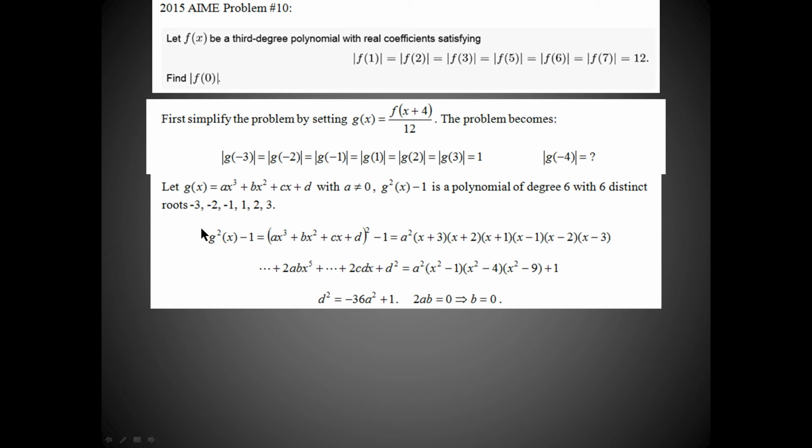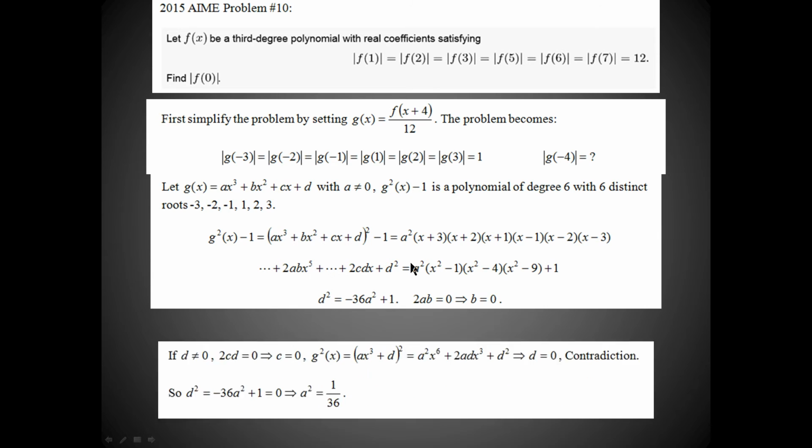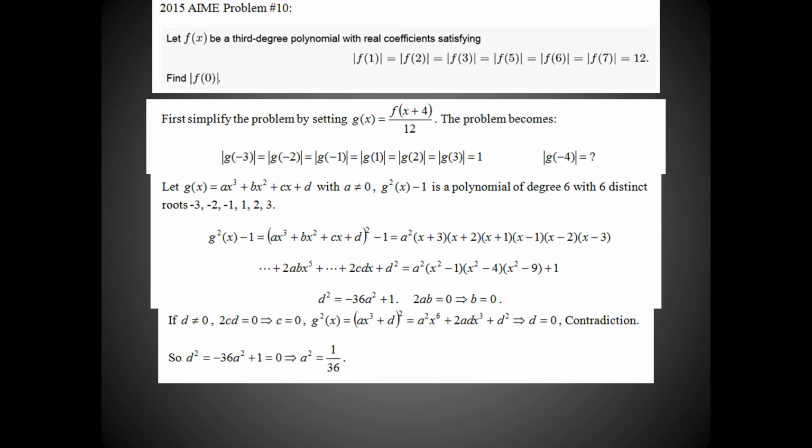You get g square x. Then of course you can find this. So if we find a, the problem will be solved. So we find b equals 0, but we want to see whether d is 0 or not. So let's say d is not 0.